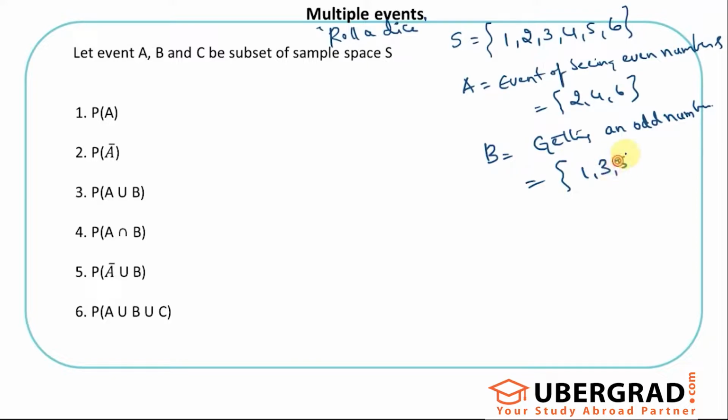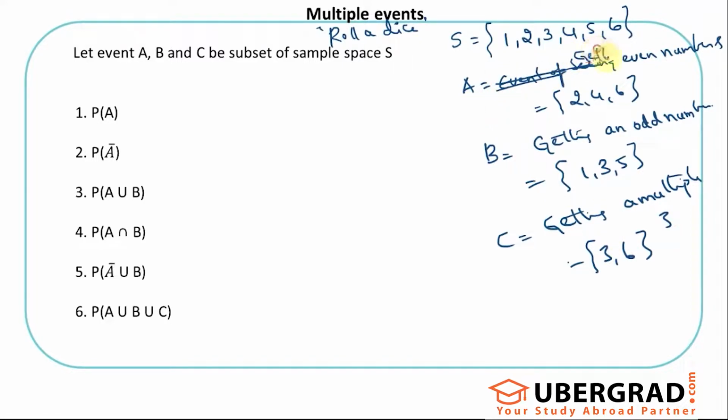1, 3 and 5. Let's say event C is getting a multiple of 3, right? What are the multiples of 3 which could be seen when I roll a die? 3 and 6, right? These are the only 2 possibilities, right? So event A is getting even number when I roll a die, event B is getting an odd number when I roll a die, and C is getting a multiple of 3. So these are the possible outcomes for them. I mean, these are the acceptable or favorable outcomes, and these are all the overall outcomes.